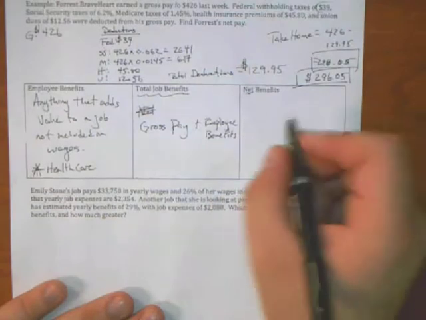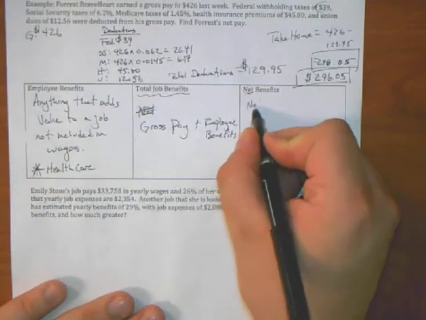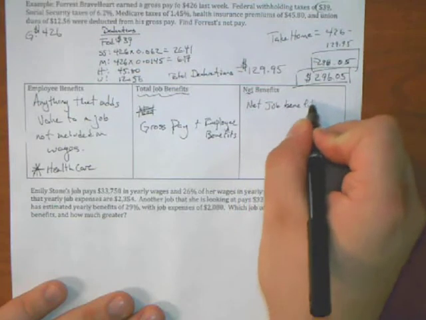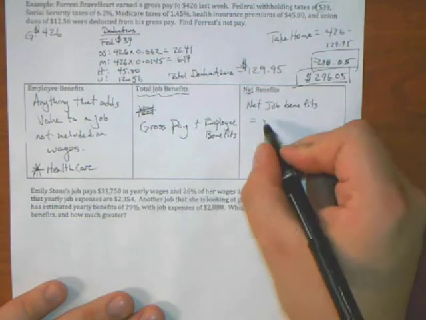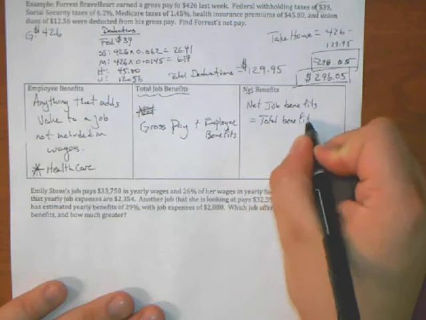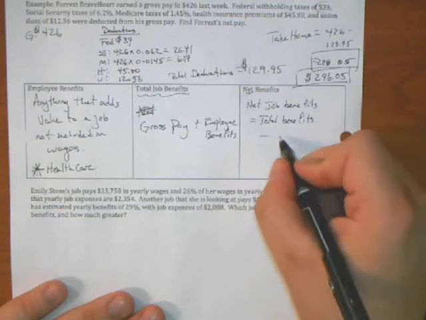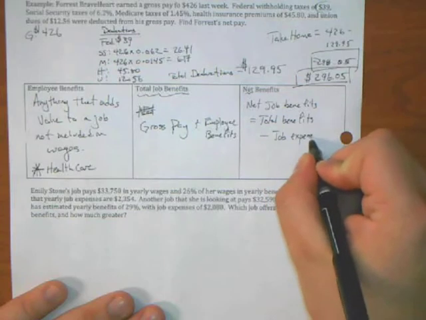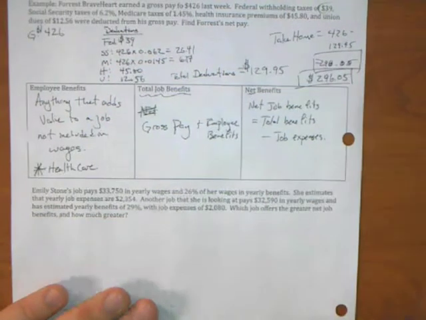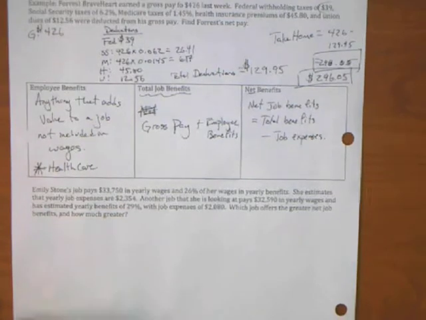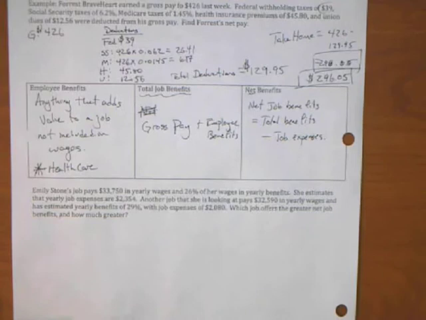The net benefits are defined to be your net job benefits are your total benefits minus the job expenses. What expenses could you possibly have in a job? Can you think of some? Transportation. It's a big one. Any other ones?